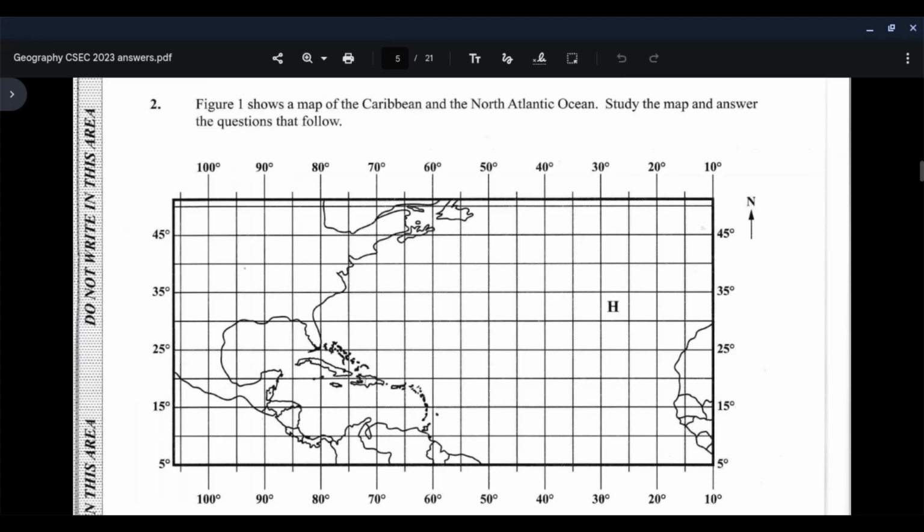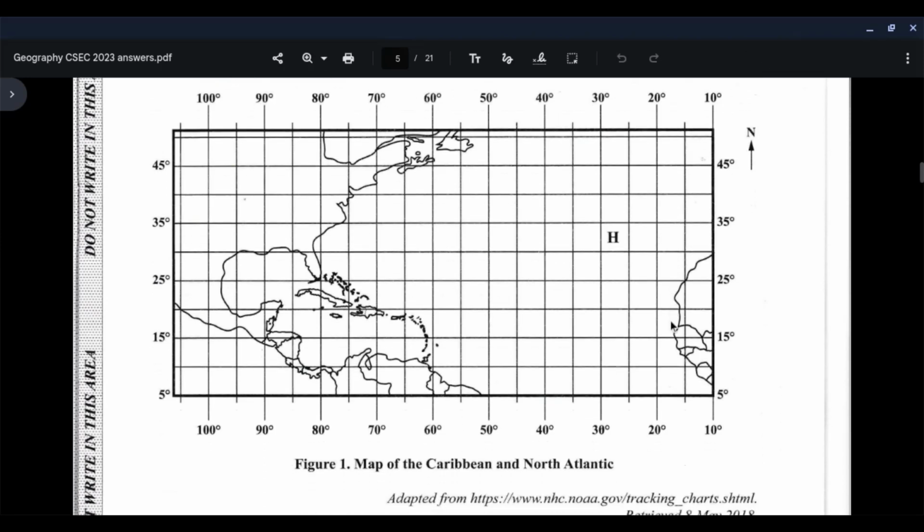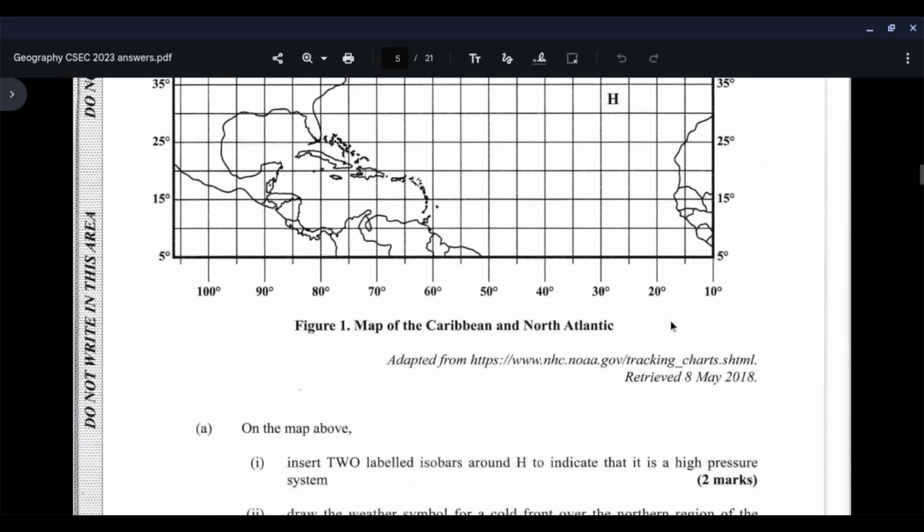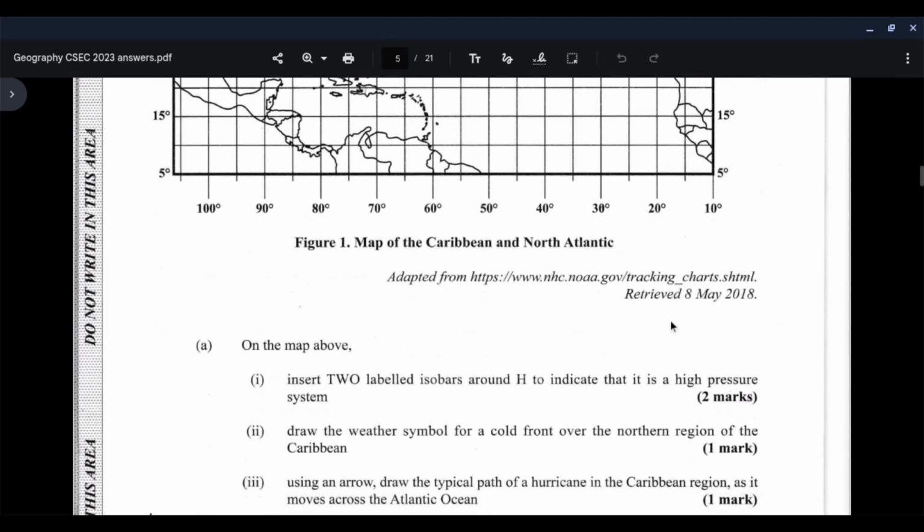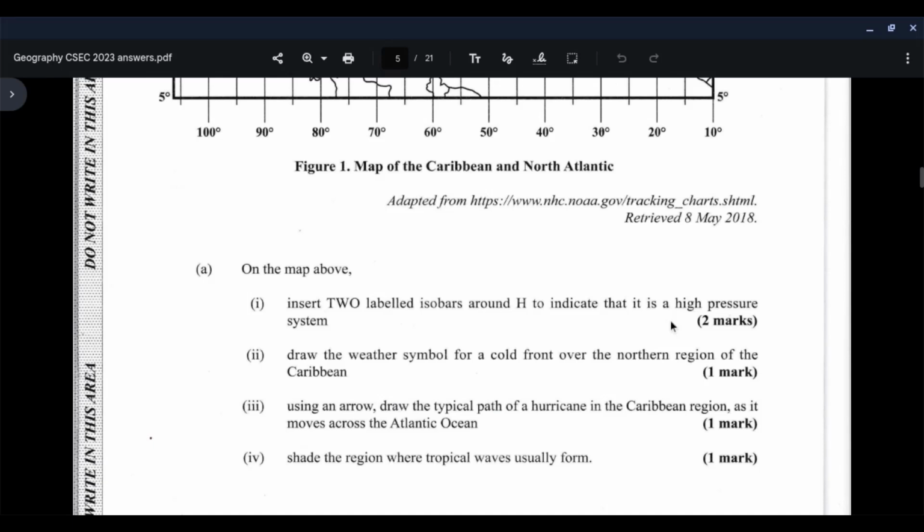Hi guys, so today we're looking at question number 2 on the 2023 CSEC paper, and we're given a blank map of the Caribbean and the North Atlantic Ocean, and we're to answer the question that follows. So this is the map that you're given. The first thing is that on the map above, you have four things that you're going to do to the map.